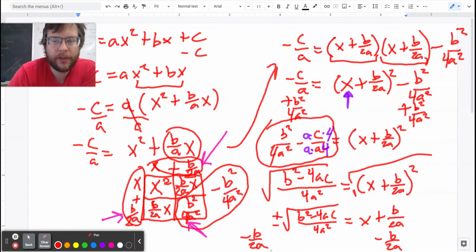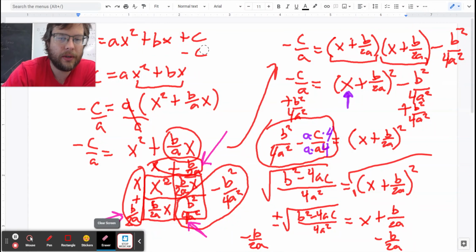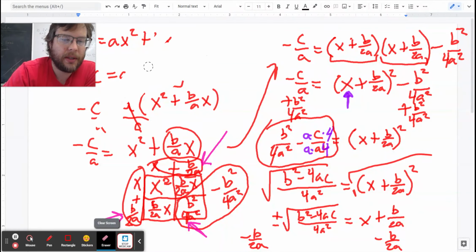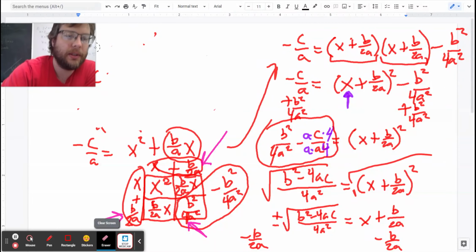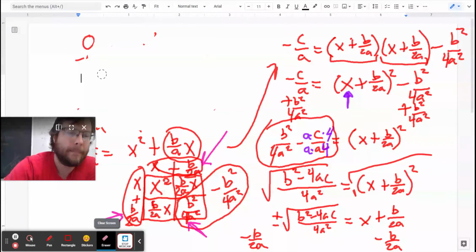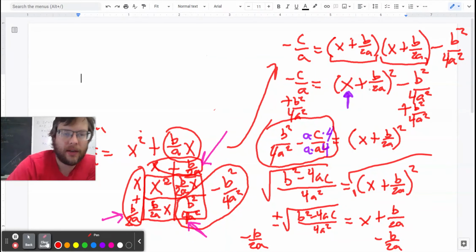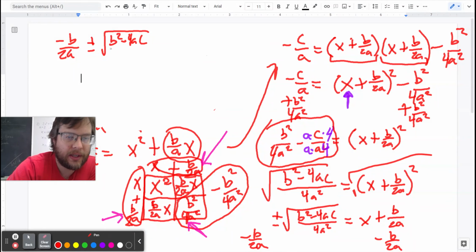And so I'm going to just erase a little bit to give myself some space to work with. I'm going to come back up here to the top left corner of the screen just to finish out the last little bit of simplification. So what you can see here now is that we have negative b over 2a plus or minus square root b squared minus 4ac over 4a squared equals x.